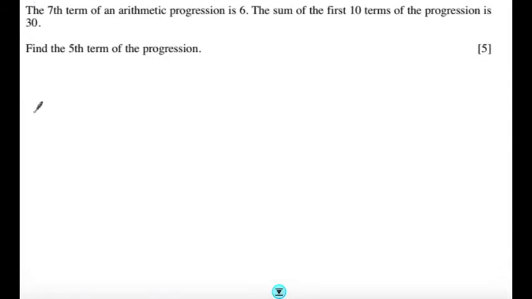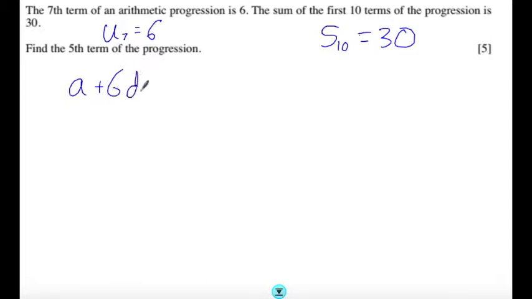Right, so last question. The 7th term of an arithmetic progression is 6. The sum of the first 10 terms is 30. Find the 5th term. So we can see this is pretty similar to the last one. They're not that creative over at MEI. So a plus 6d is 6. And then s10, so that's a half n, times by 2a plus n minus 1d is 30.